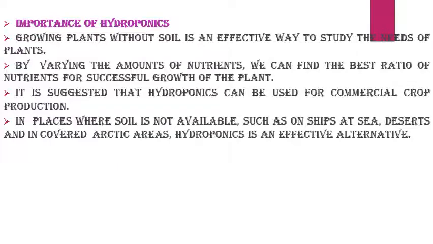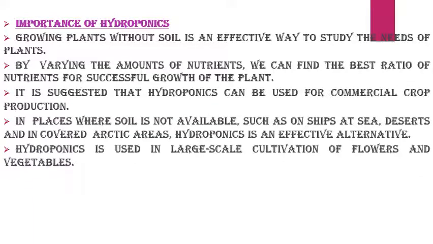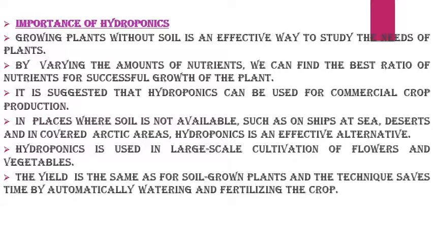Hydroponics is an effective alternative method. Hydroponics is used in large-scale cultivation of flowers and vegetables. The yield is the same as for soil-grown plants, and the technique saves time by automatically watering and fertilizing the crop. So what have you learned in this chapter?